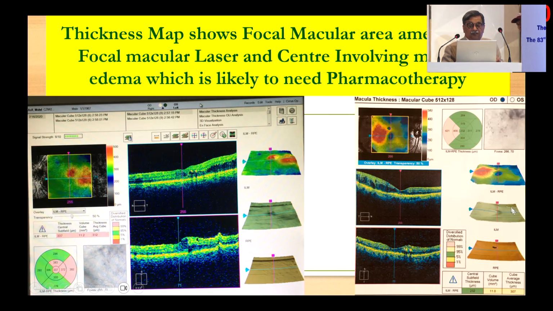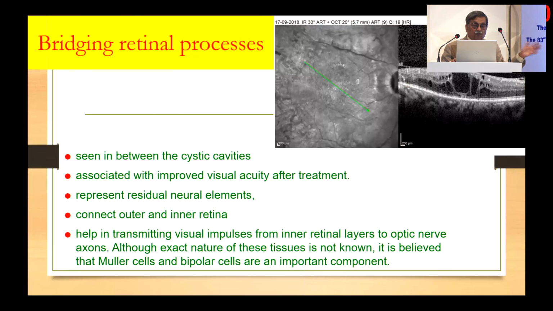Now just completing, this is the last part just to show you, this is the map of the macula. Shows there is leak over here, so you know this, if you have to laser, this is the area that needs laser. If it was the entire central area, it will not respond to treatment. These bridging retinal processes are a good prognostic sign. These are bridging processes. It means still communication is there between the inner and the outer layer.